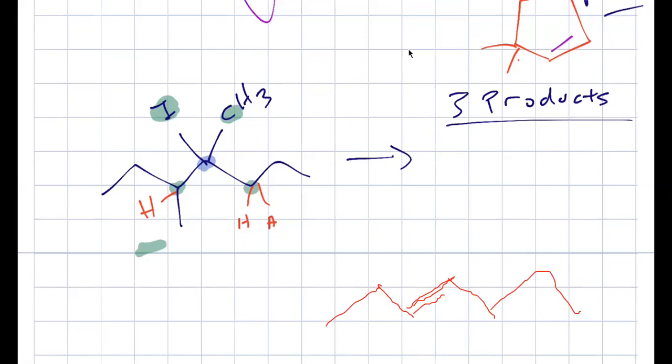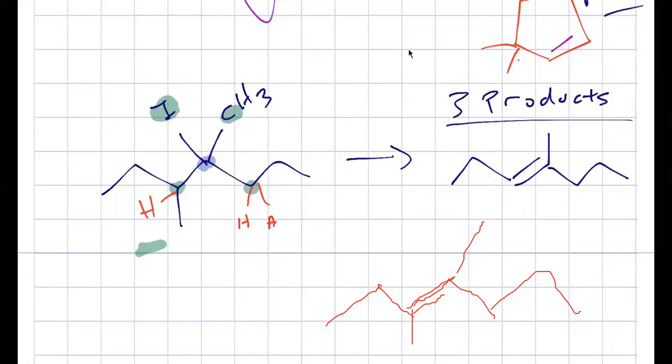Okay. We need a methyl group. Yeah, right. Yeah, good. Okay. Let me see if I can. So you have here. Is that right? Yeah, like that. Okay, I agree with that. That's one of your products.